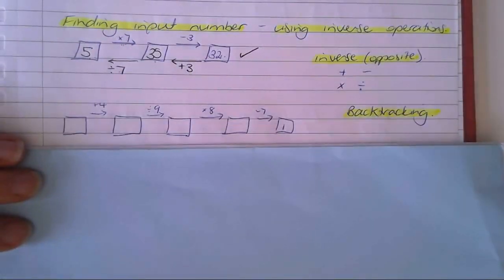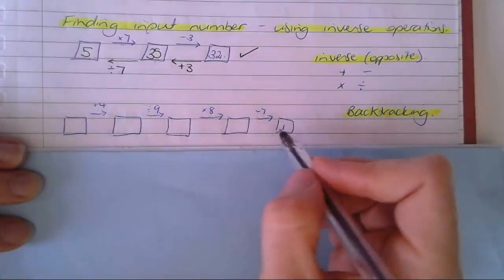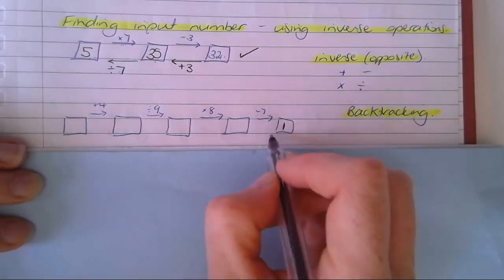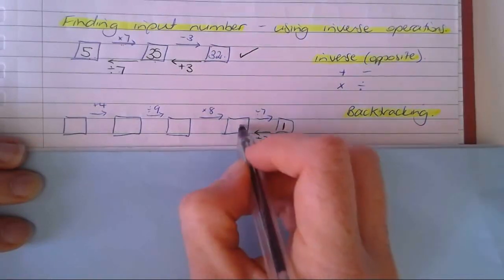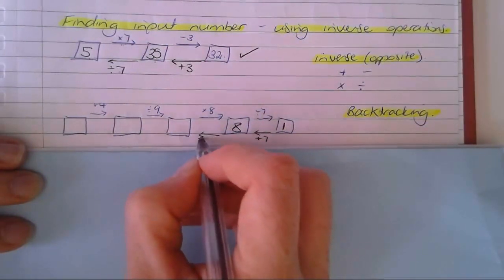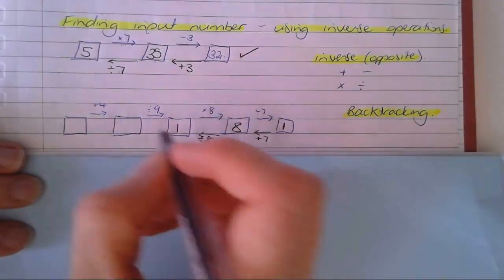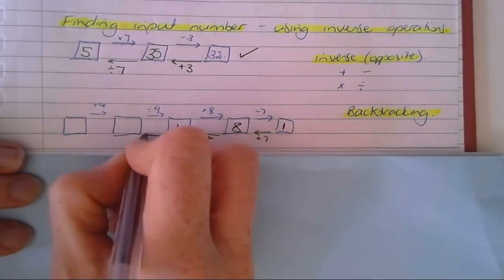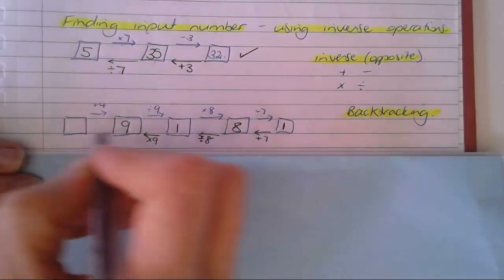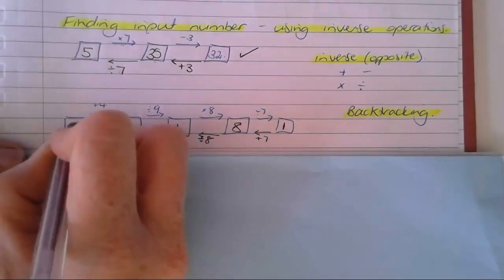Let's do another one. Okay, so I'm going to write in the inverse operations and work as I go. So my output number is 1, minus 7, plus 7 gives me 8. 1 plus 7, 8, times 8, divide 8 is the inverse there. 8 divided by 8 is 1. Divide 9, times 9, 1 times 9 is 9. And subtract 4, 9 take away 4 is 5.